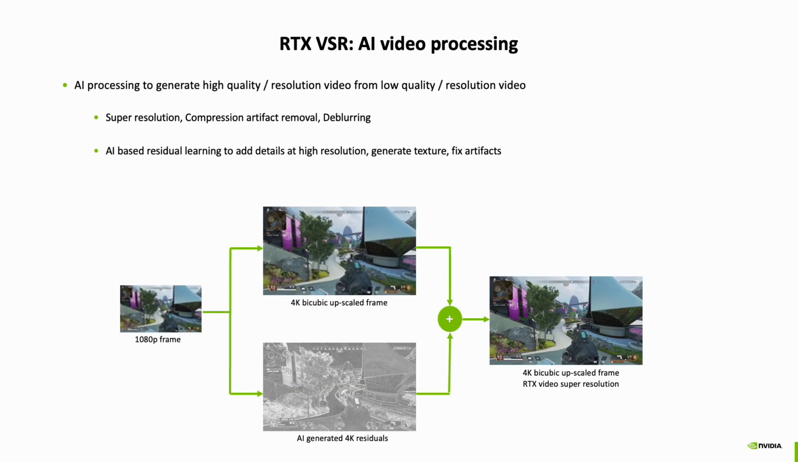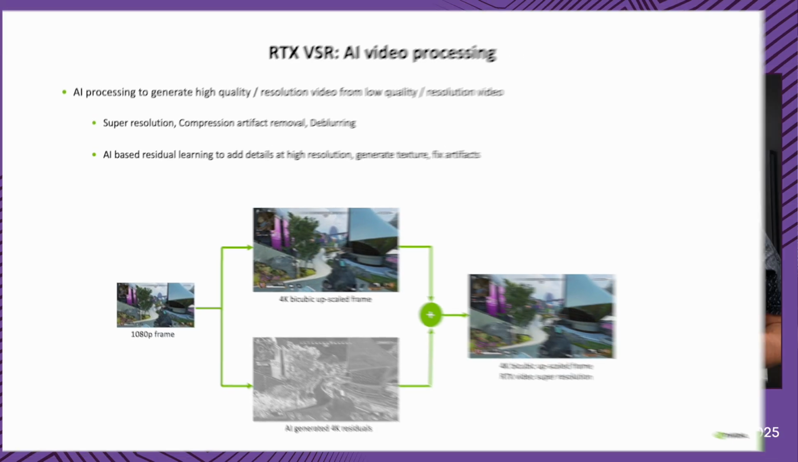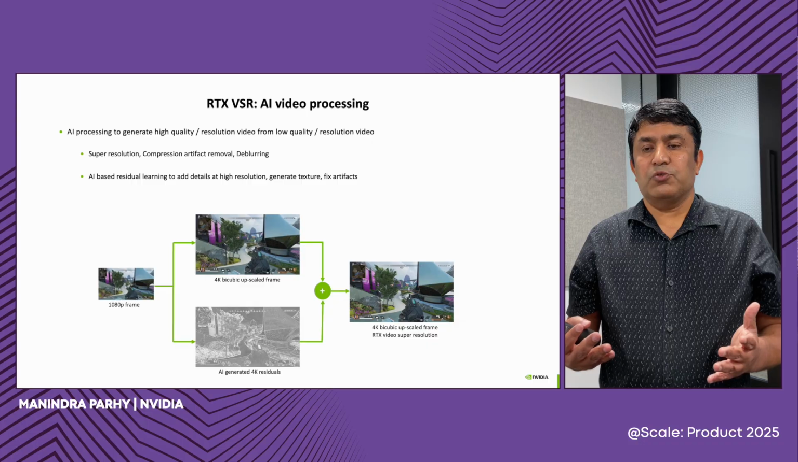Let's say we start with a 1080p frame. This is bicubically upsampled to 4K. Now the network has seen millions of images where it knows what is detail, what is compression artifact, or where detail is lost, and it learns these residuals. When these residuals are added back to the bicubic upsampled frame, it creates the crisper RTX VSR super resolution frame.